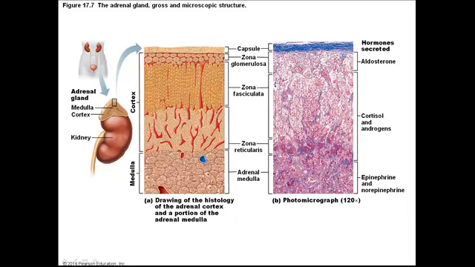Then we're going to move on to the adrenal glands, which sit atop the kidneys. The cortex is around the outside, and the medulla is on the inside. Here's the capsule of this gland. This is called the zona glomerulosa, the zona fasciculata, zona reticularis, and adrenal medulla. I don't care that you know these zones, but the different zones secrete different hormones. You do need to know the hormones.